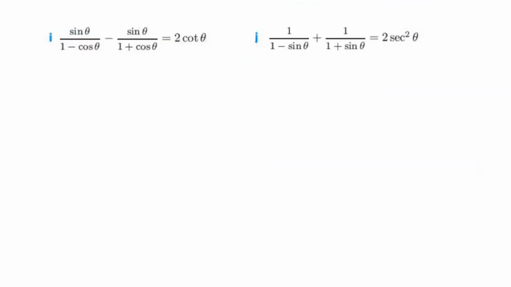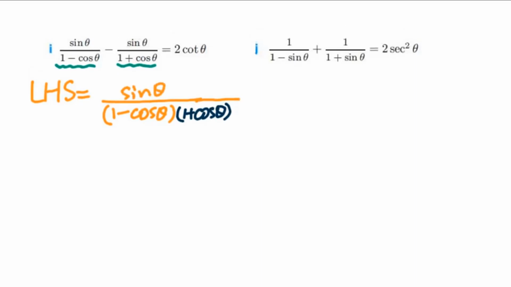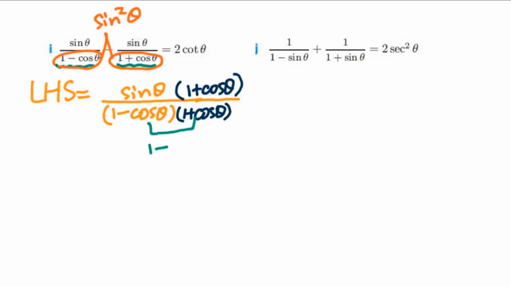Now let's go to I. We got a signal for conjugate multiply. So we do that separately. We have left hand side equals 1 minus cosine theta. We need to do conjugate multiply 1 plus cosine theta. Top will be sine theta times 1 plus cosine theta. In your mind, remember for these two, the expected value both is sine square theta. That's our goal. So for these two, we got the 1 minus cosine square theta. That gives you sine square theta.